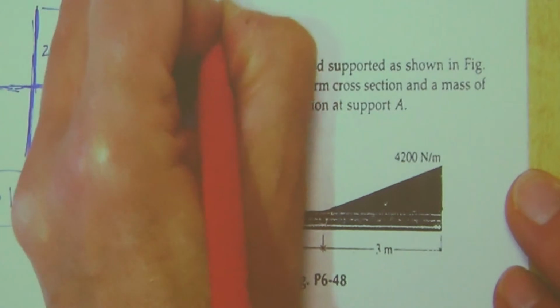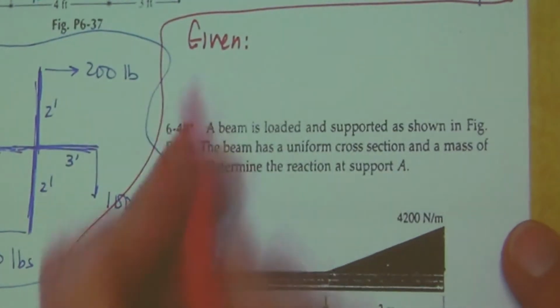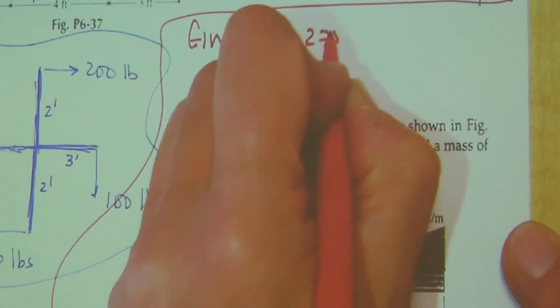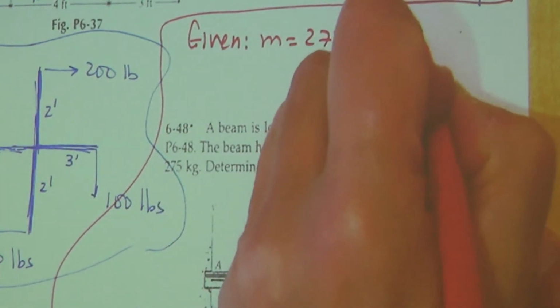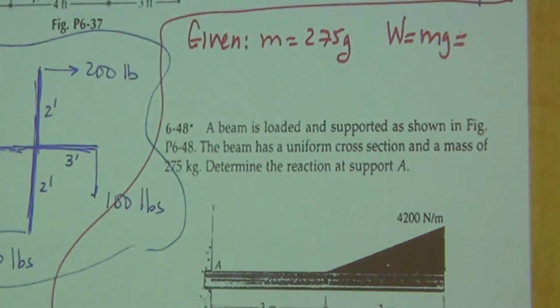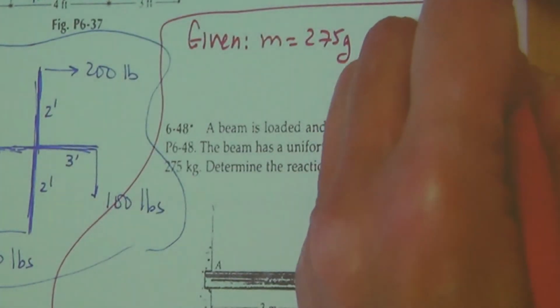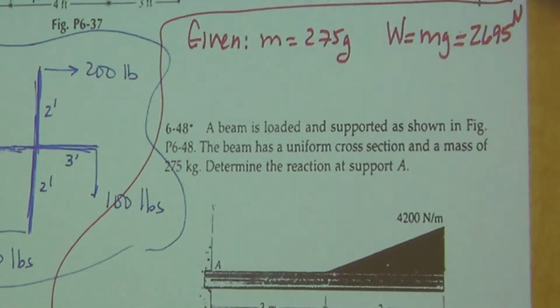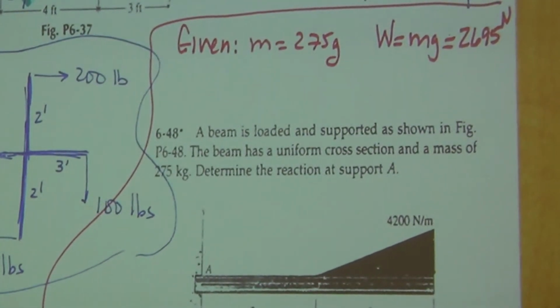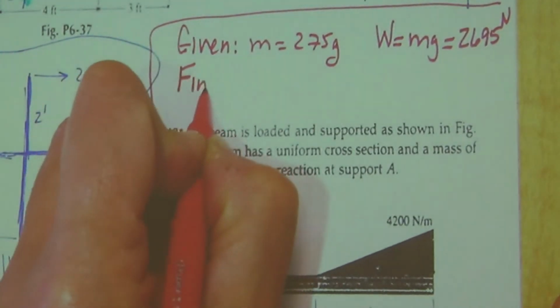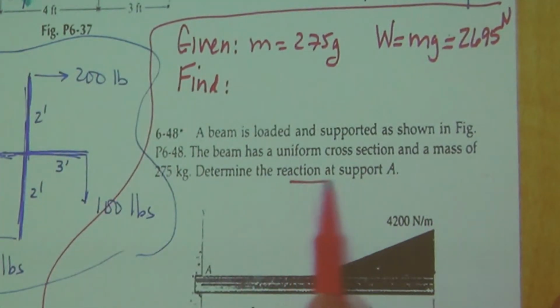So what's given? The mass is equal to 275 kilograms, right? So what's the weight equal to? mg, which equals 2695 newtons. Find, what do they want us to find? The reactions at A.